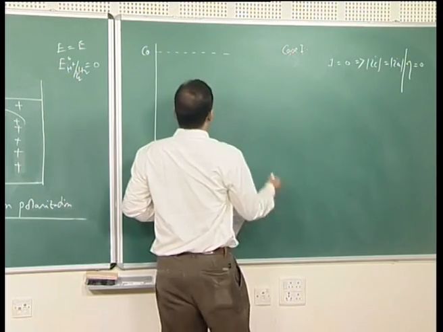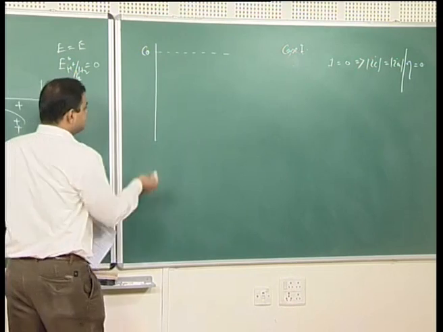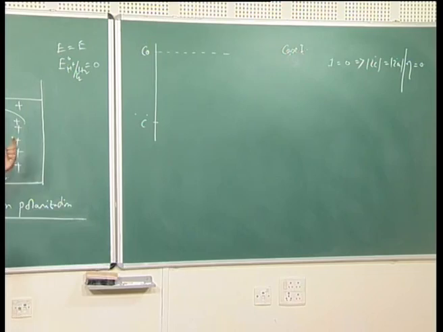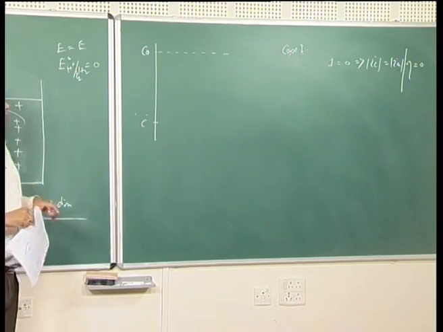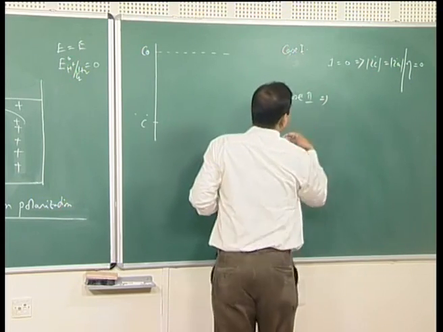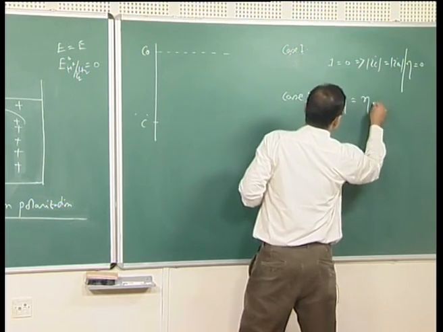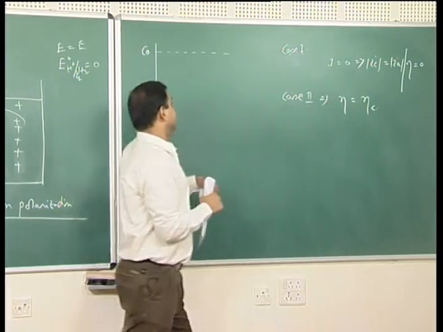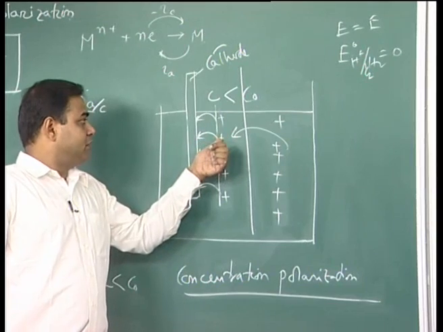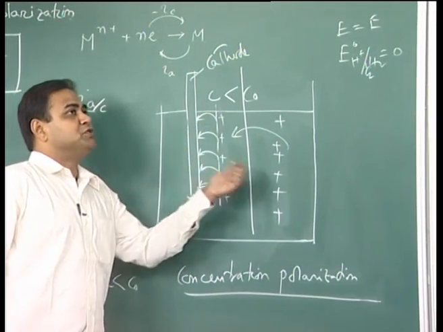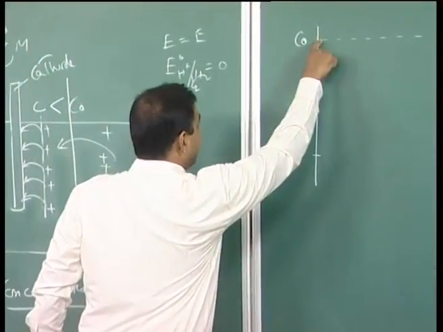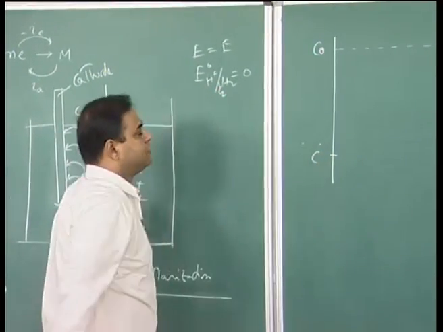Case 1. Now, my concentration will change to C, that means after some time when we have gotten some finite polarization. So, case 2 is: I have gotten eta equal to eta C, or the overvoltage due to the cathodic metal deposition reaction. So, I have dropped this concentration, the ionic species concentration has dropped to this.